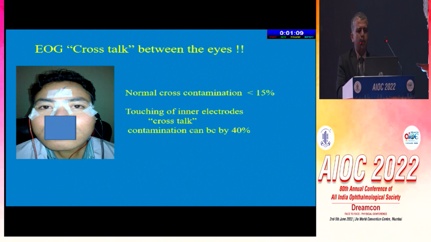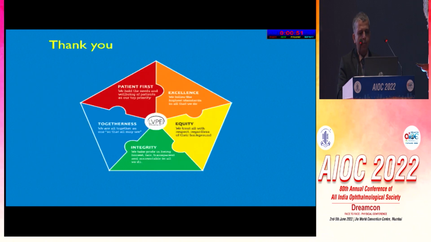Finally, this test needs lots of cooperation, and if you are not careful, sometimes you can get erroneous results. For example, in this case you see that the electrodes, when they touch each other, can affect the result of the other side, so-called kissing electrodes. Normally they affect by less than 15%. So one needs to be careful. I stay here and can take questions.